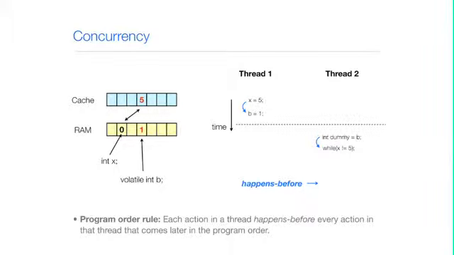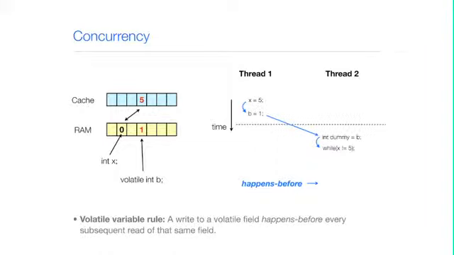So now let's analyze that program with the rules we just learned. Let's take the program order rule. If you just look at thread 1, x equals 5 happens before b equals 1. That's the order we have written the program in. Same here. The dummy read of b happens before the while loop. And by the way, the y-axis is time in this direction. Now let's look at the volatile rule. The write to b equals 1 happens before the dummy read here. So we also have a happens before relationship there.